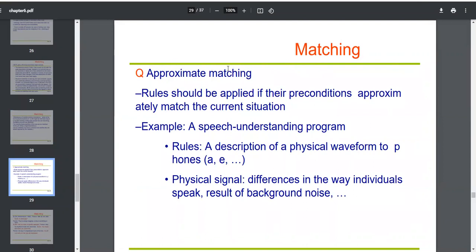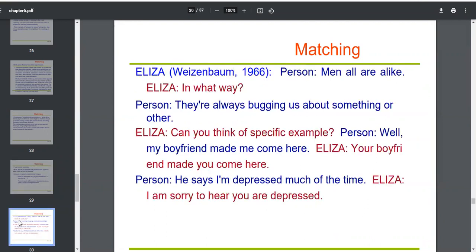Next, approximate matching. Matching also involves approximate matching. Rules should be applied if their preconditions approximately match the current situation. Example, a speech understanding program. Rules map a description of the physical waveform to the phones. Differences in the way individuals speak result in a physical signal that requires background knowledge.